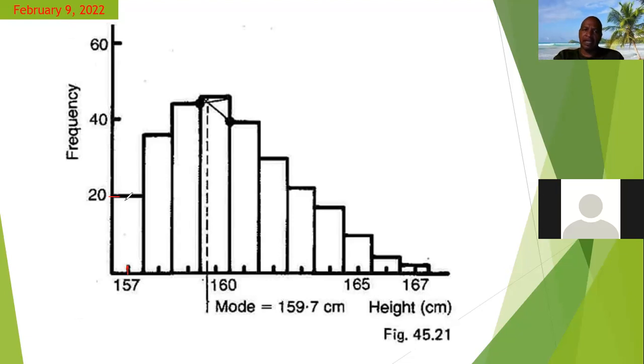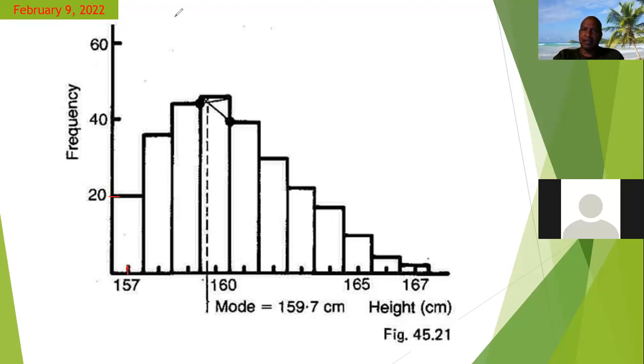So you draw rectangles all of the same width. All of them must have the same width, but you position them so that they're at the center of each of the values on the x-axis. So this is 157, 158, 159, 160, 161, 162, go all the way up to 167.